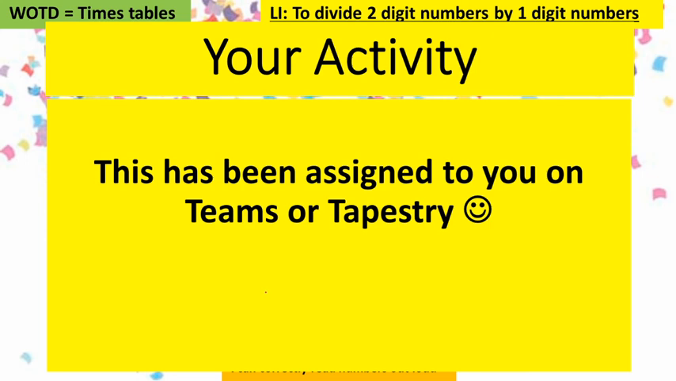Okay, so your activity has been set for you on Teams and Tapestry. So have a go at those questions, have a look at the answer sheets, check to see if you've got them right. If you haven't, just have a quick check of your working out. If you still can't figure out how you got it wrong, have a look at the video again, see if there's any hints you can take from there, any different methods you haven't tried. And if you still can't figure it out, then bring it up in the live feedback session today.